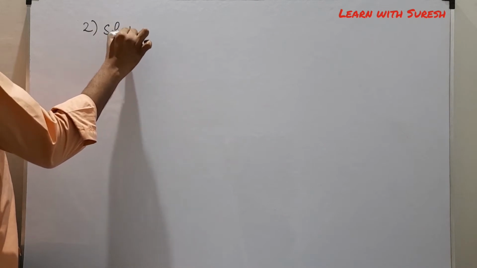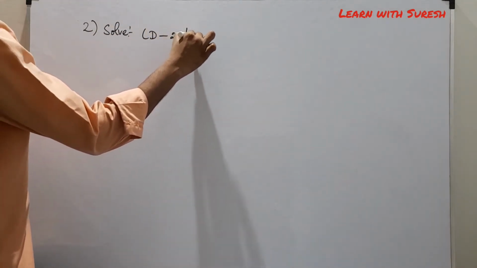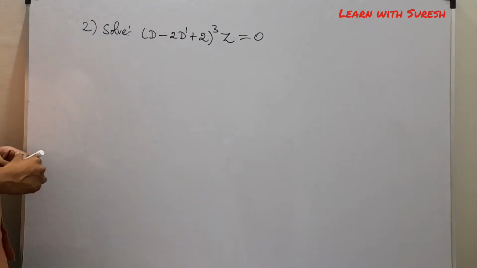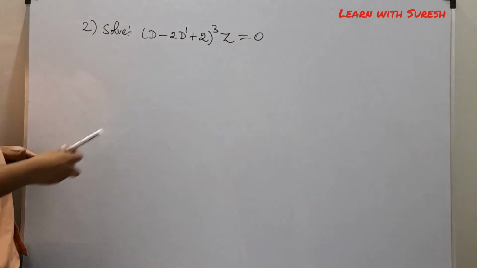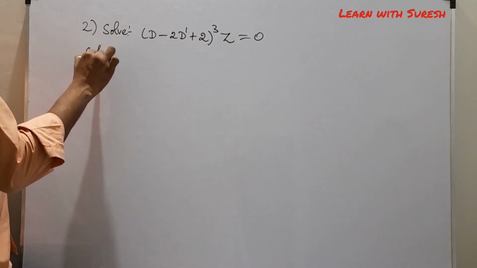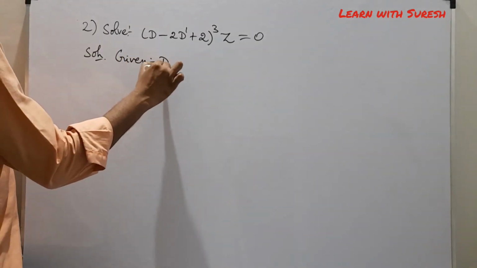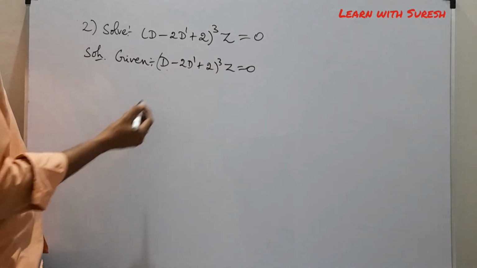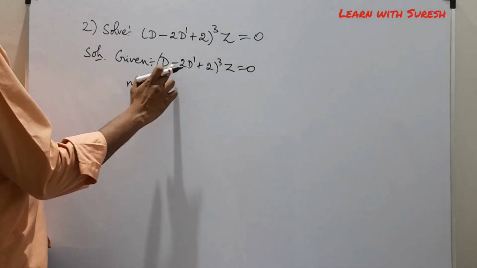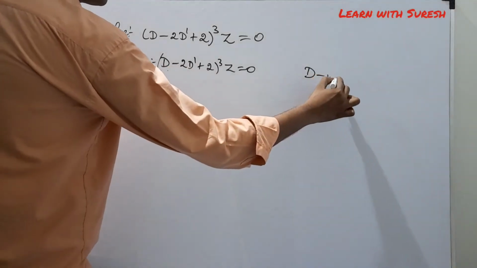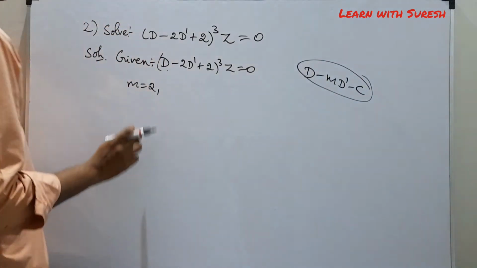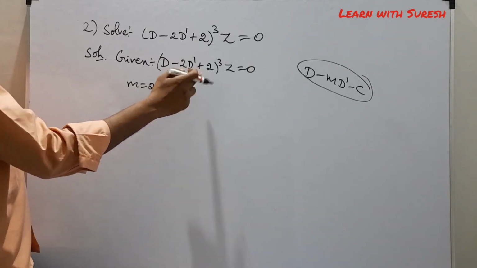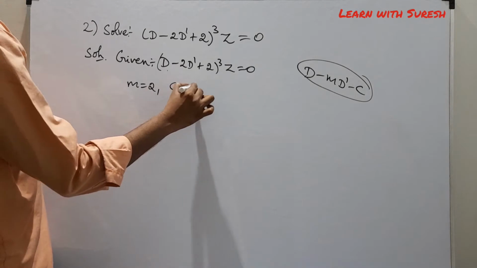Solve (D - 2D' + 2)^3 z = 0. Here the factor is repeating 3 times. Given that the factor is repeating 3 times, it means we should write this as a product of this term 3 times. Now m = 2. Again you remember the formula, D - m D' - c. Here m is 2, and c: here it is plus 2, we can write it as minus of minus 2. So c = -2.